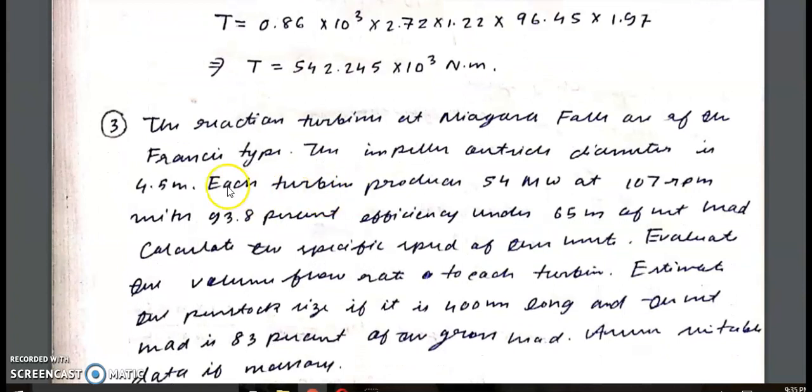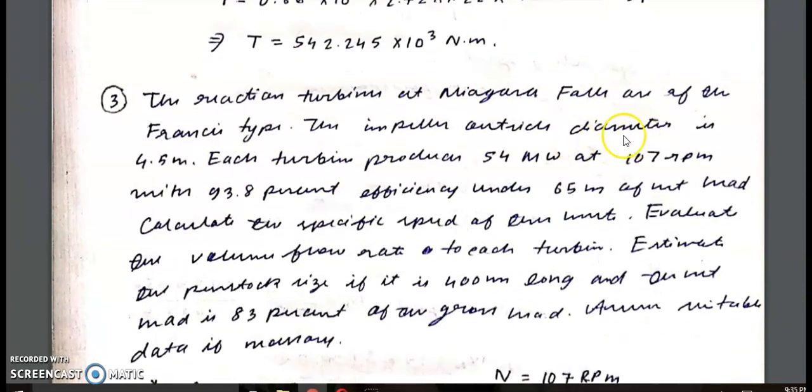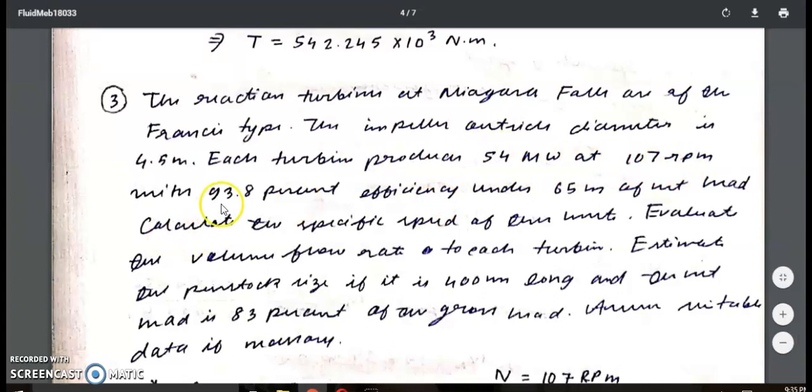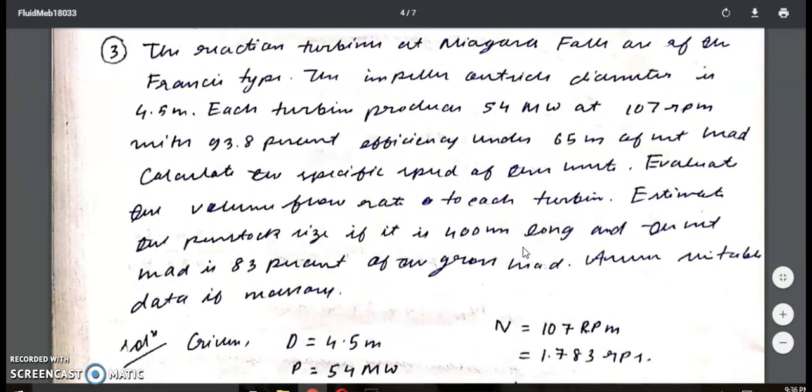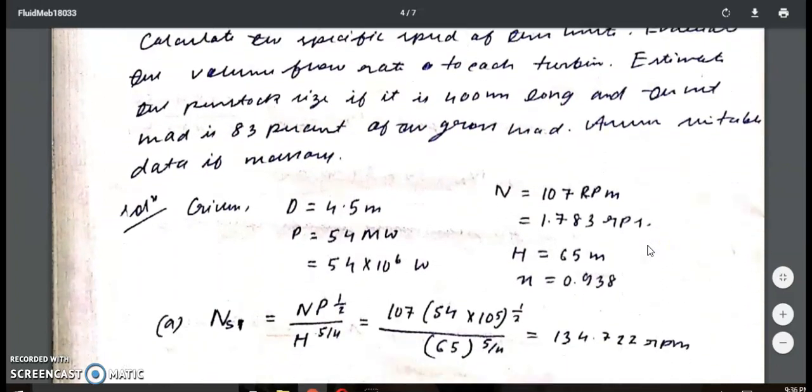So here the next question goes: the reaction turbines at the Niagara Falls are of the Francis type. The impeller outside diameter is 4.5 meter. Each turbine produces 54 megawatt at 107 rpm with 93.8% efficiency under 65 meter of net head. Calculate the specific speed of the turbine. Evaluate the volume flow rate through each turbine. Estimate the penstock size if it is 400 meter long and the net head is 83% of the gross head. Assume suitable data if necessary.